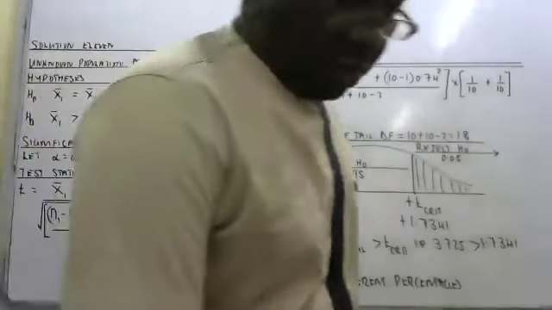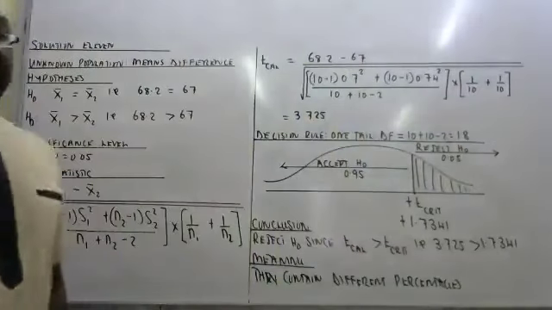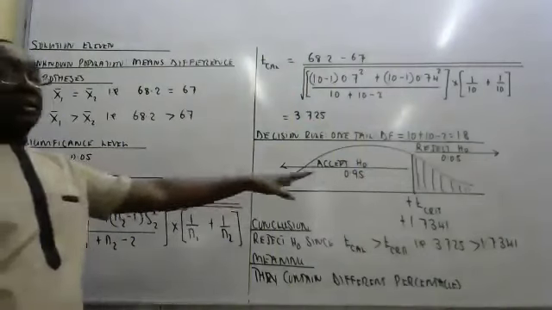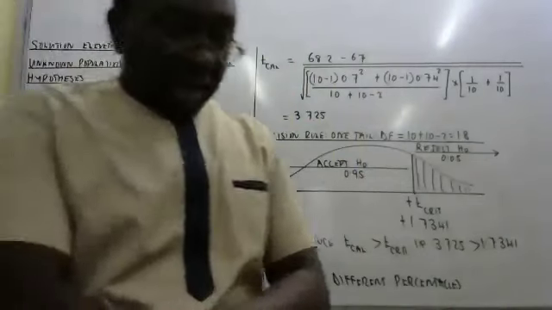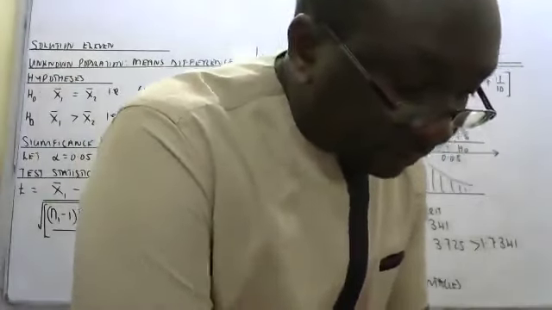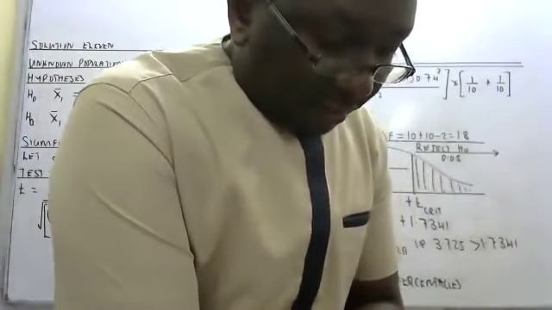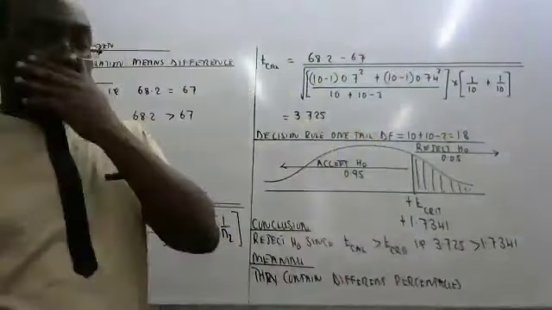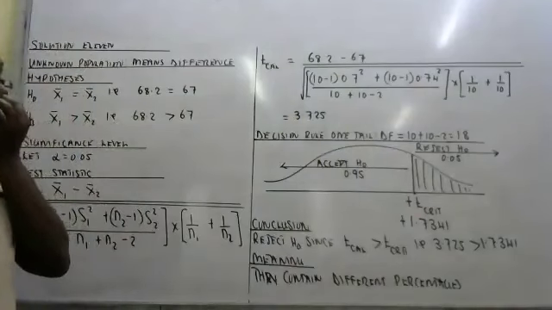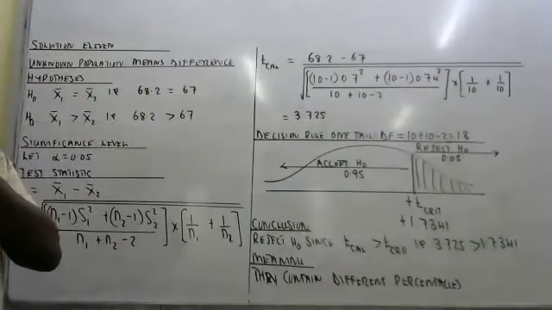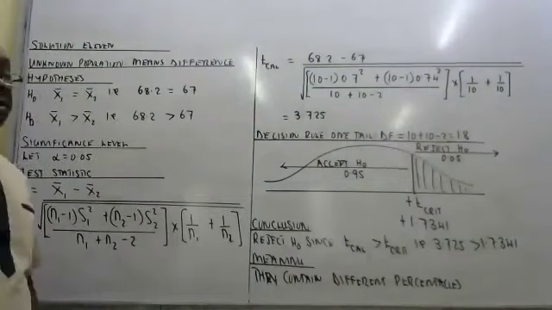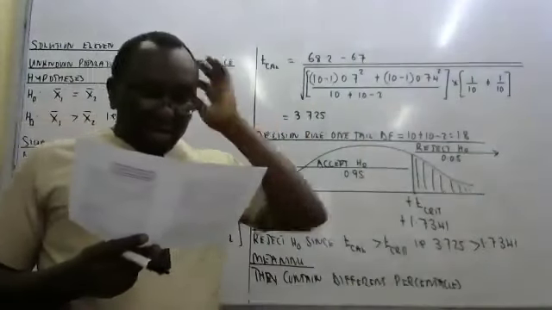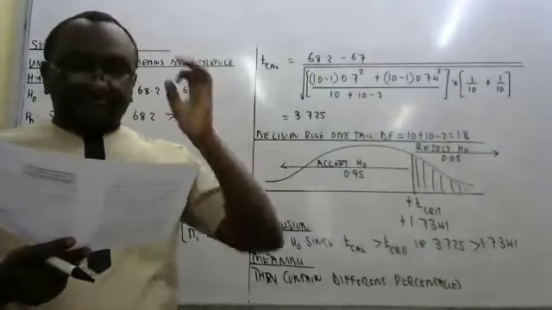You will do the same with question 12. Exactly the same. The formula is the same, so you just change the figures. Even with question 13. The only difference with 13 is that sasa utajitafutia mean ya group 1 na mean ya 2. But those questions are the same approach. Now I go to question number 14.